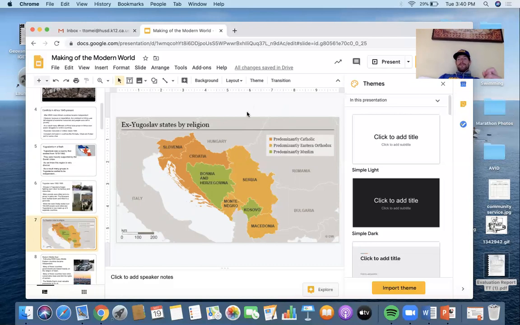shadings of the map show the major religions that are followed in each region. So you see, like in Kosovo and then Bosnia and Herzegovina, you see predominantly Muslim. You see mostly Catholic, the Slovenians and the Croatians, and then you see Eastern Orthodox, which is kind of a play on Catholicism. Which is going to be Macedonia, Serbia, Montenegro.